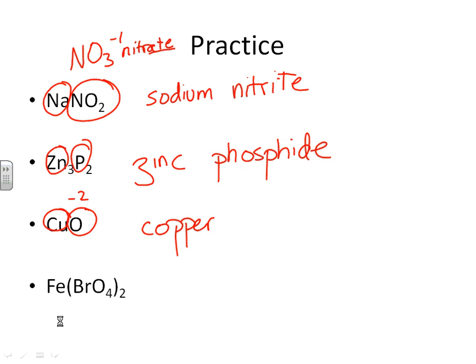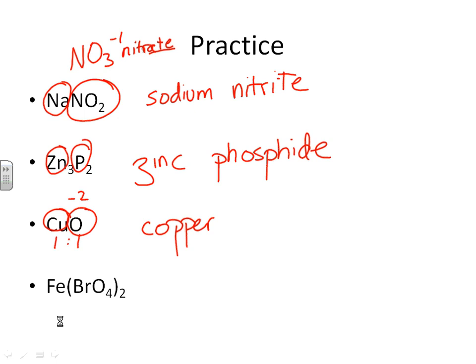Then we look at the ratio. It's 1 to 1. 1 copper for 1 oxygen. Charges have to cancel one another out. And ionic compounds as a whole do not have a charge. They're composed of things that do, but they themselves overall are electrically neutral.